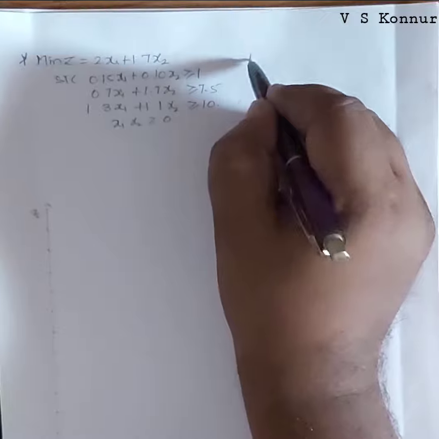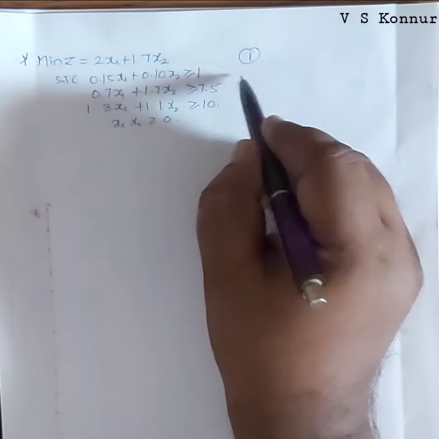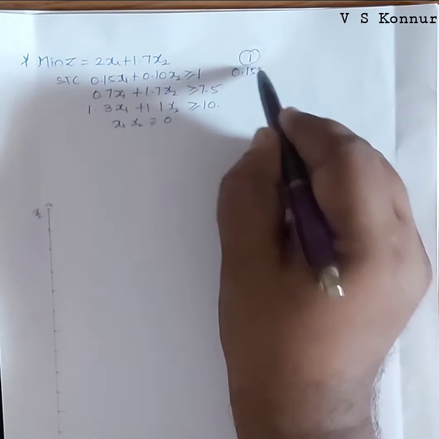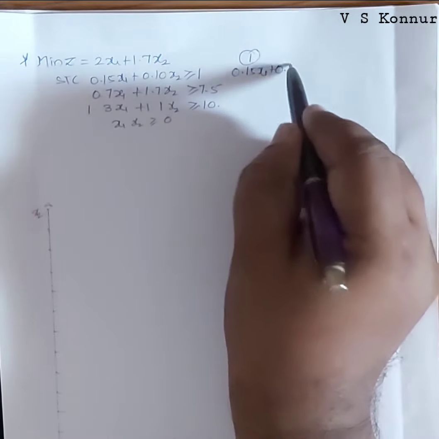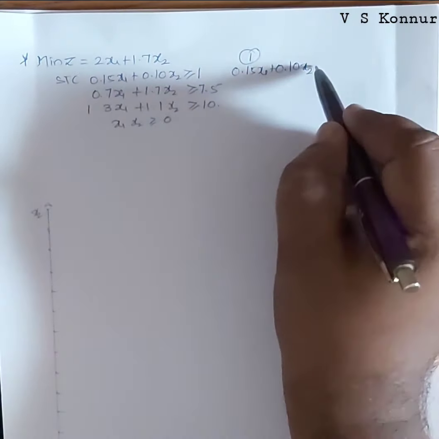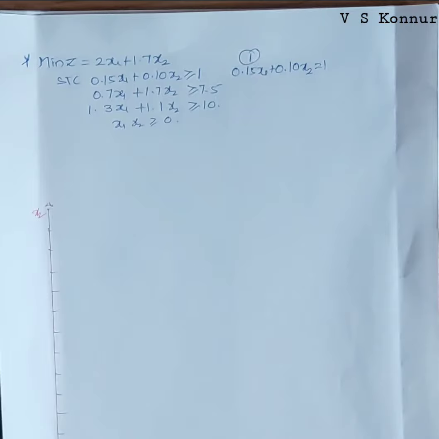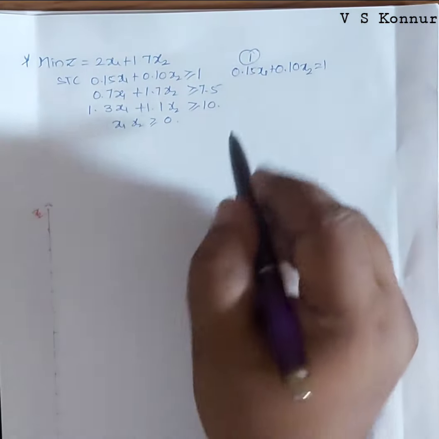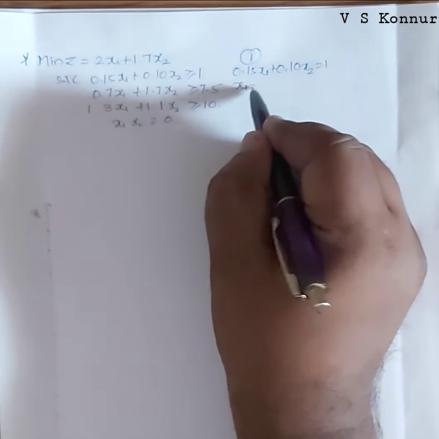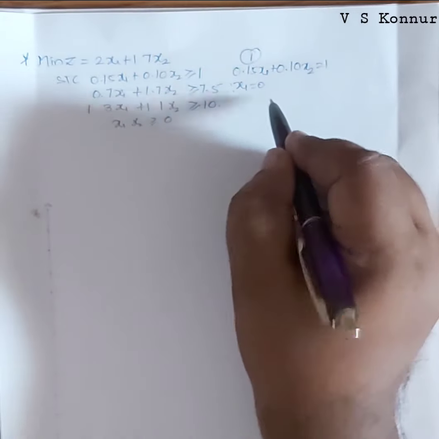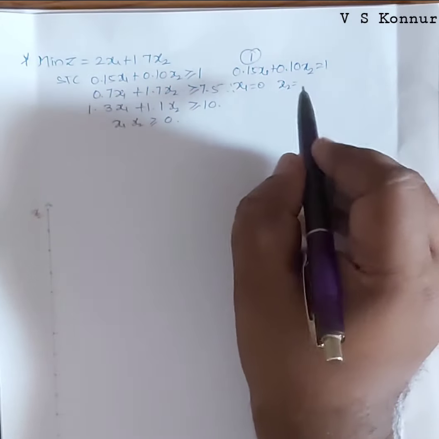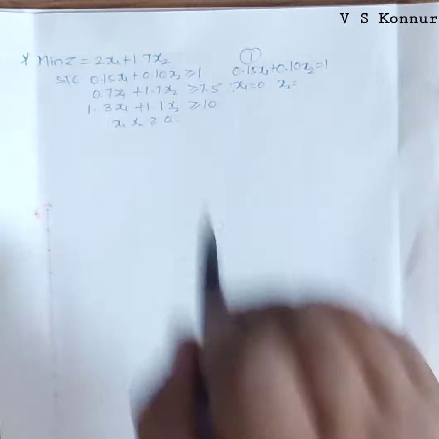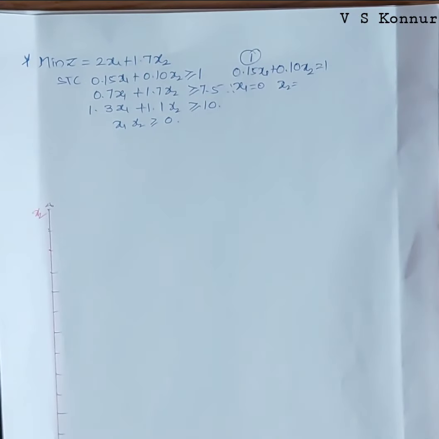We will take constraint 1. So this constraint I will take as 0.15x1 plus 0.10x2 is equal to 1. First constraint I have taken, and I will put x1 equal to 0. We will get x2 is equal to 1 divided by 0.10. How much will we get? 10.